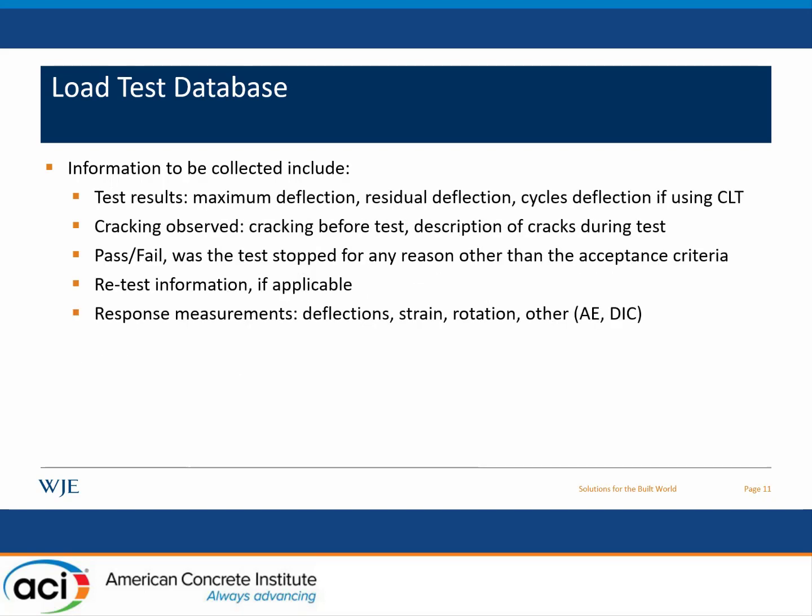Test results, maximum and residual deflections. If you are doing a monotonic load test, we will also ask for cycles, deflections, and loads if you are doing a cyclic load test. Cracking observed before or during the test. Pass and fail is very important, and it's also important to know if that test actually failed or was stopped due to a reason other than the criteria. Maybe the cracks were widening significantly during the test, so you stopped it, and then you basically said it failed. We would also like to know that.